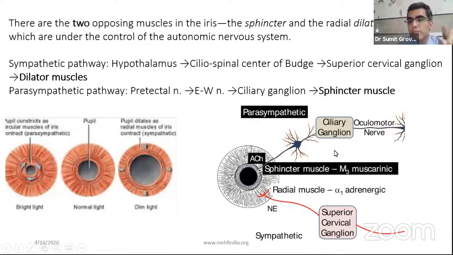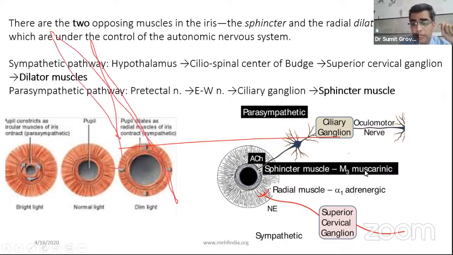While the parasympathetic innervation is through the pretectal nucleus, from the Edinger-Westphal nucleus via the third cranial nerve, which is the oculomotor nerve, which synapses in the ciliary ganglion. Post-ganglionic fibers from the ciliary ganglion reach the sphincter muscles and affect the M3 muscarinic receptors. And the neurotransmitter here is acetylcholine.